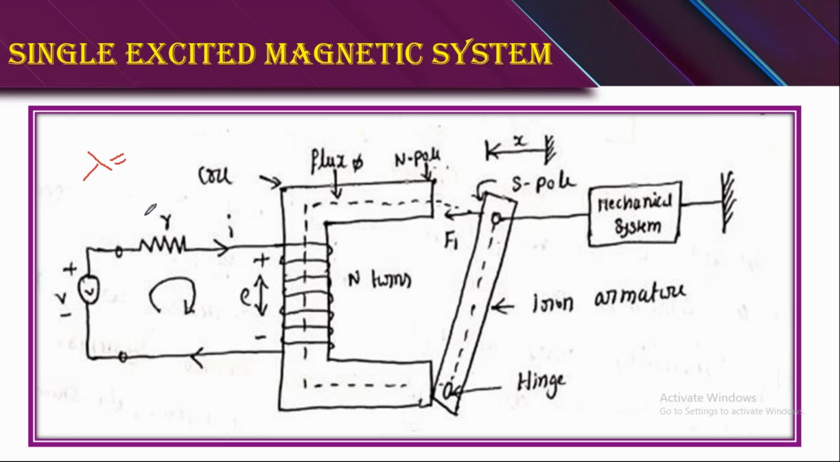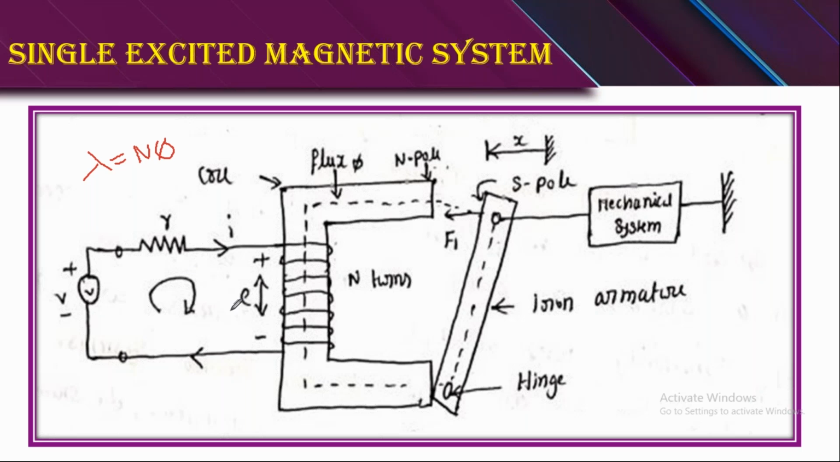Now, what is the flux linkage formula? Lambda equals N phi, right? Here N is the number of turns, and based on the number of turns, the flux will be generated, and this N phi is called lambda.